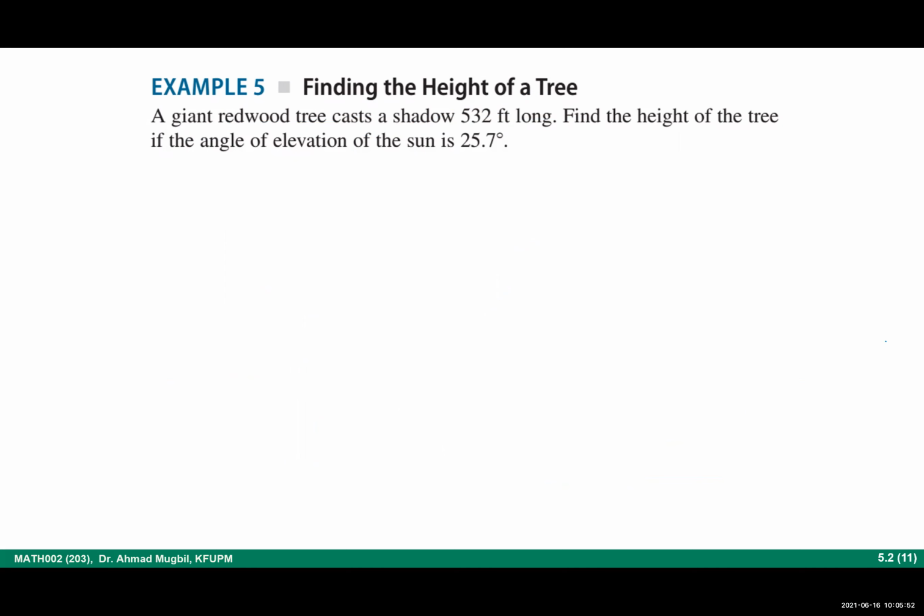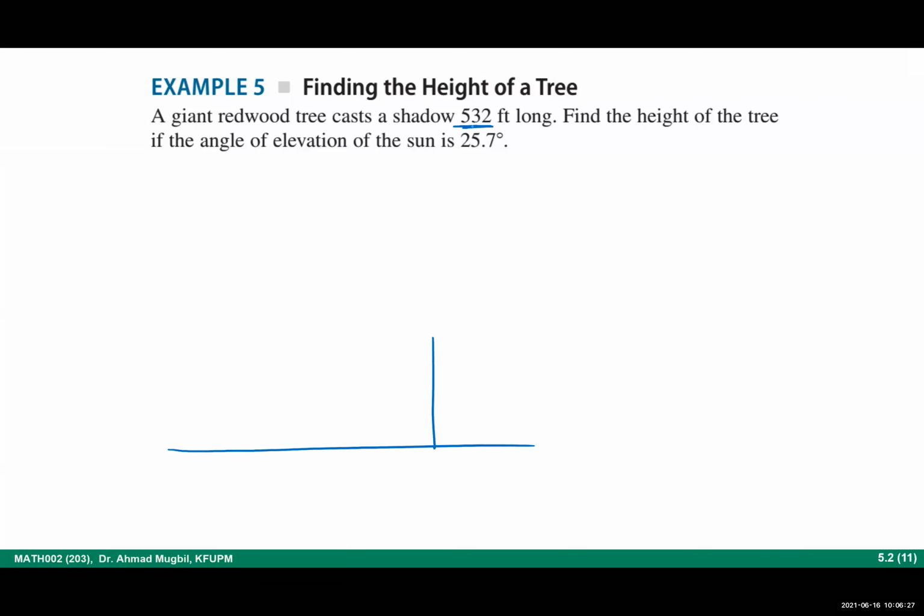Let's take an example, and it is a very interesting one. We have here a giant redwood tree that casts a shadow of 532. Don't worry about the English, shabab. It is a few words, you will be familiar with them, inshallah. So here we have, don't try to draw a tree and so on. This is the ground. We have a tree here. For us, the tree is just a vertical line. Just draw a vertical line like this. This is a tree. So what is this 532? It is what?